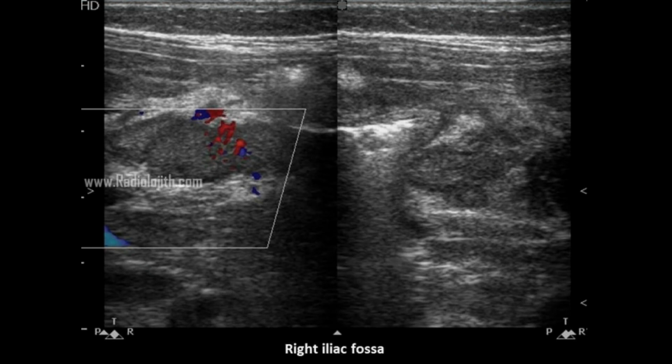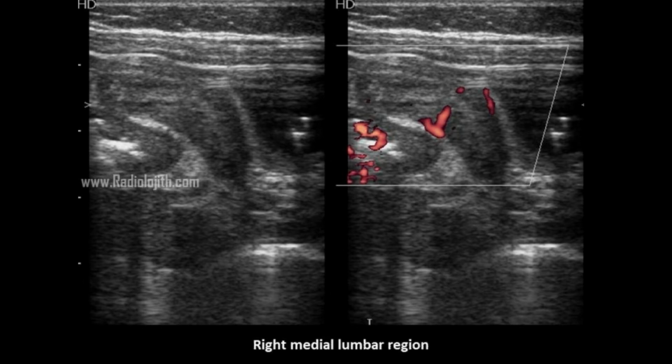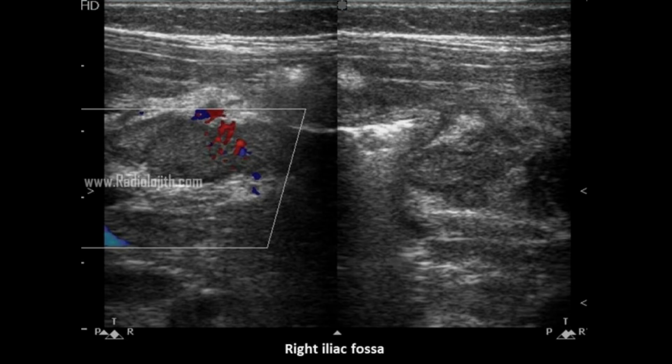You please see the images again and give your diagnosis. If you want more time, please pause the images and then go on. Now we'll go for discussion.